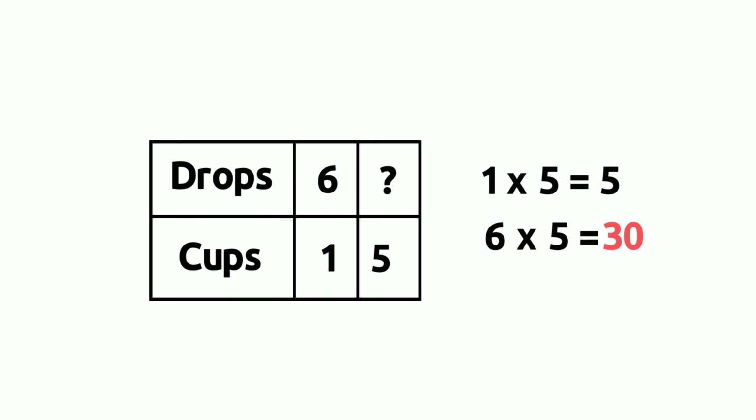So let's reflect. You made your ratio table and labeled your units and quantities. You multiplied your numerator and denominator by the same quantity to make your ratio equal. Your new equivalent ratio for 6 drops to 1 cup is 30 drops of coloring for 5 cups of icing.